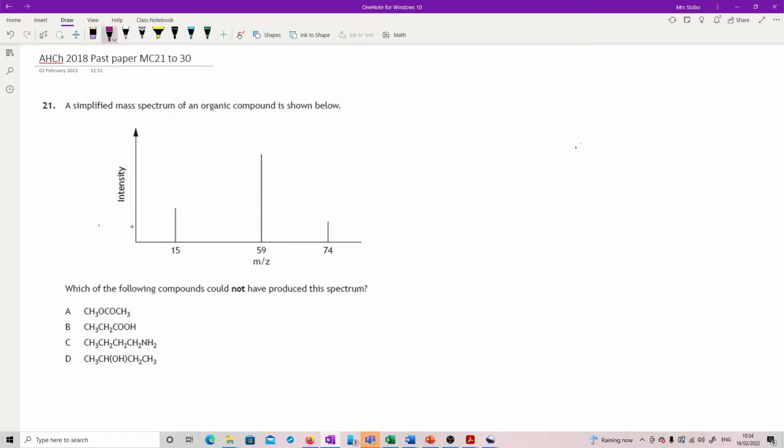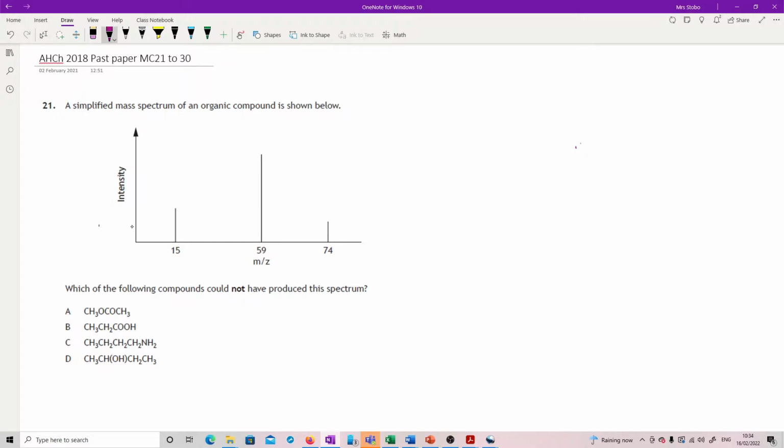Of the multiple choice. Right, last one of the multiple choice, and actually it's the last one of the multiple choice, not that you'd know that if you did this in order, but okay. Question 21. A simplified mass spec of an organic compound is shown below. Which of the following compounds could not have produced this spectrum?